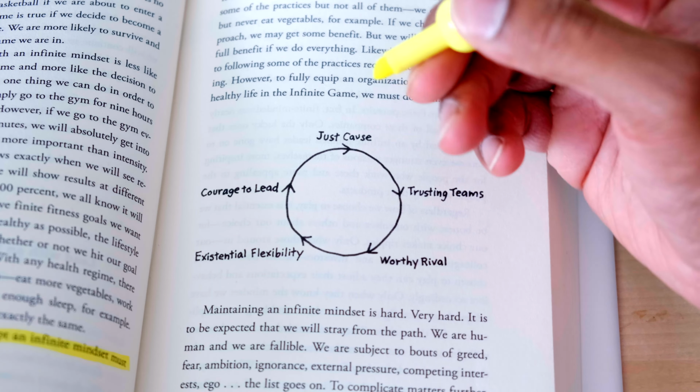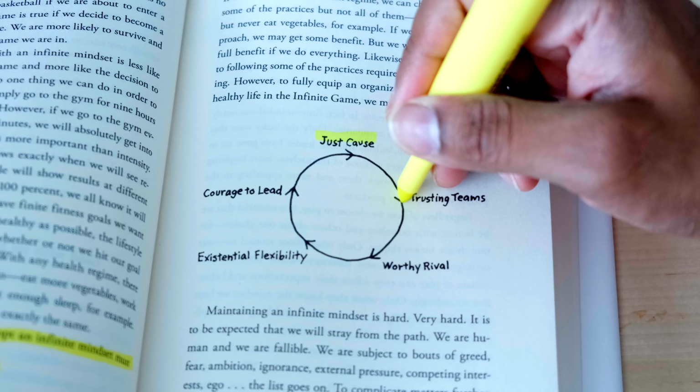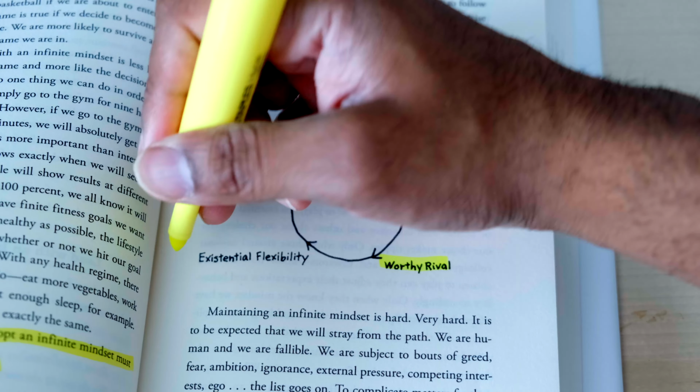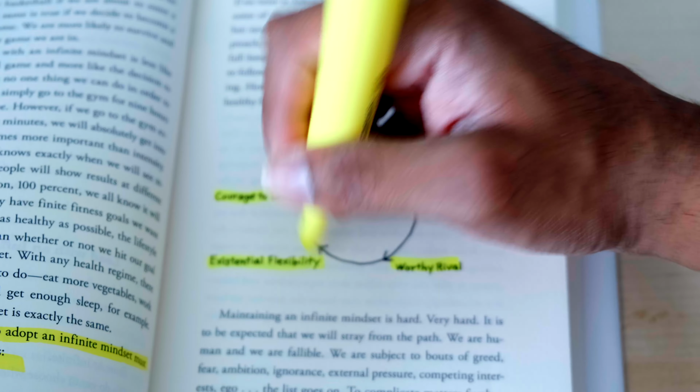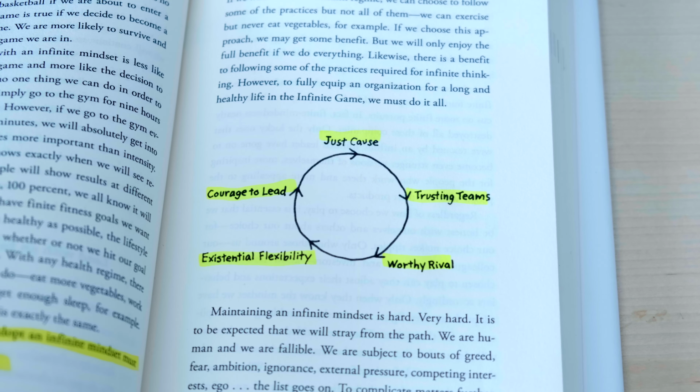After you have decided to have an infinite mindset, there are 5 essential practices that you must do. First, advance a just cause. Second, build a trusting team. Third, study your worthy rivals. Fourth, prepare for existential flexibility. And fifth, demonstrate courage to lead. But first, you must remember that you need all of these standards to have the infinite mindset. Not having just one will slip you back into the finite mindset. Sounds like a plan. Let's get started with advancing a just cause.